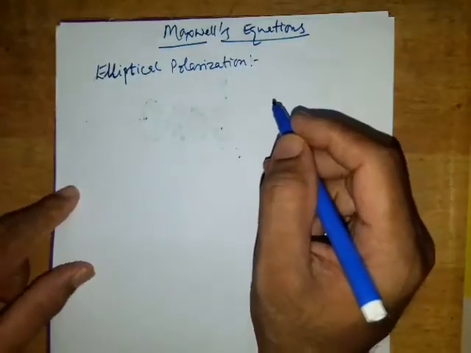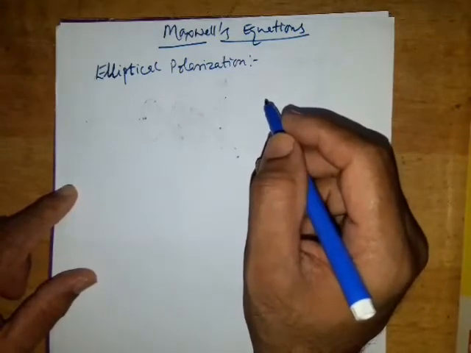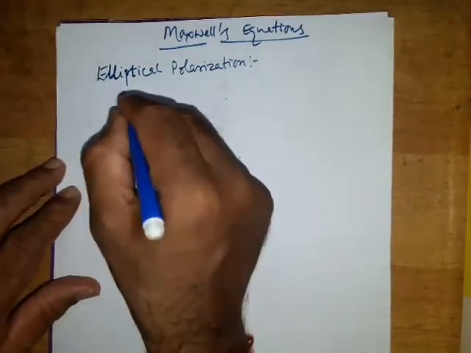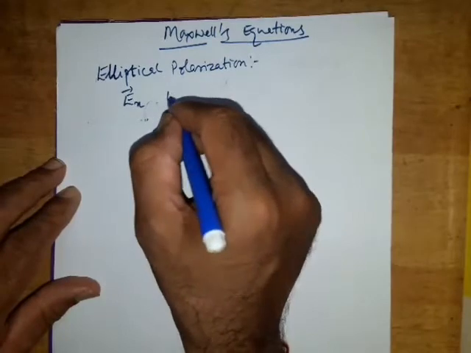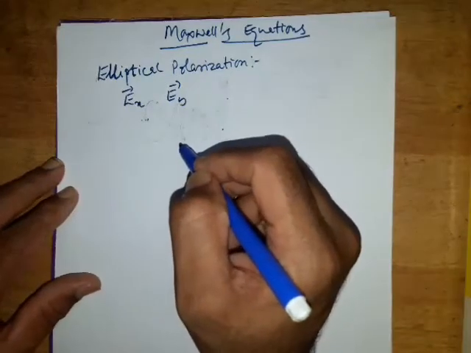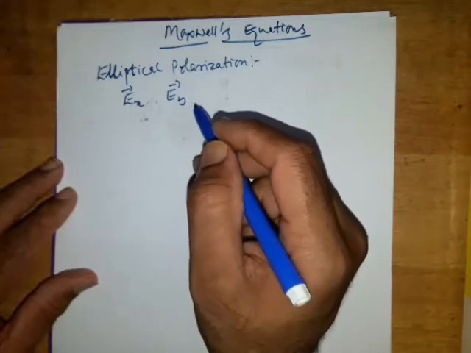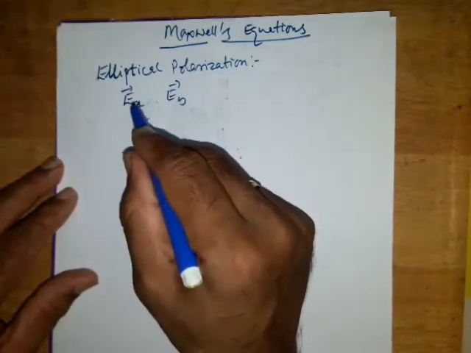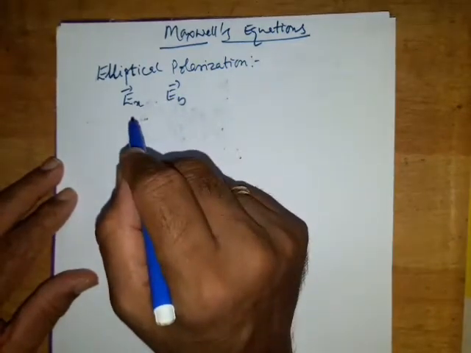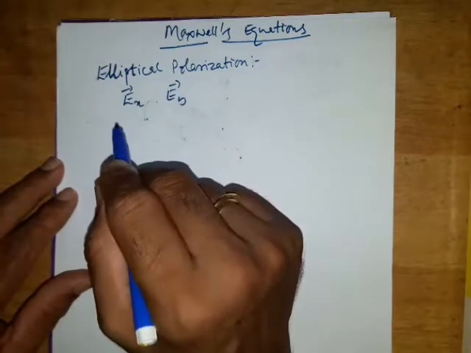Dear students, we'll discuss elliptical polarization as a part of Maxwell's equations module. Here, let's take two components of the electric field vector, Ex and Ey. Obviously, Ex is along the x-axis and the Ey vector is along the y-axis. In this case, both Ex and Ey are unequal and they have a constant non-zero phase difference between them.